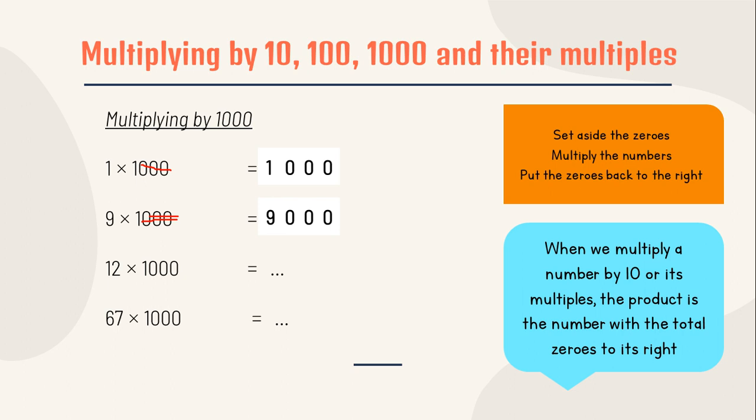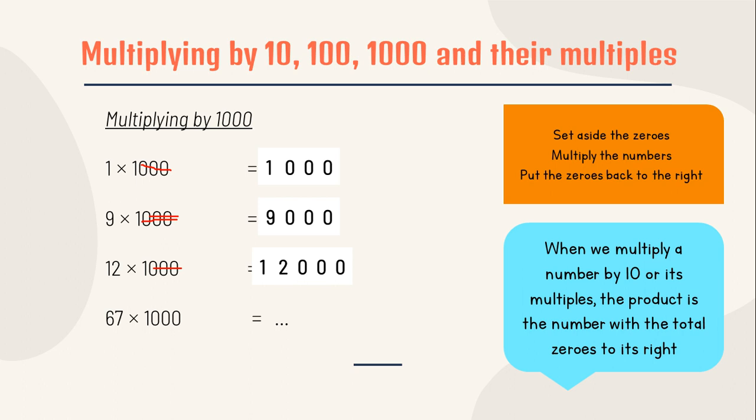Kind of easy? Okay. 12 times 1,000. Once again, set aside the zeros. Multiply the numbers. 12 times 1 equals 12. And then put the zeros back. How many zeros? 3 zeros. 1, 2, 3. So 12 times 1,000 equals 12,000. Okay, get it? Next one.